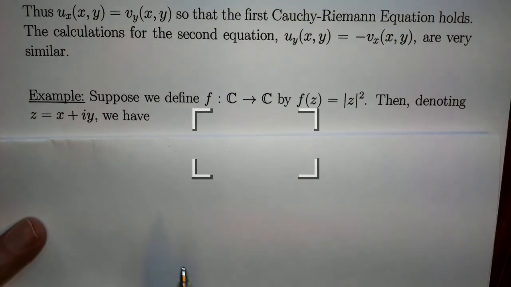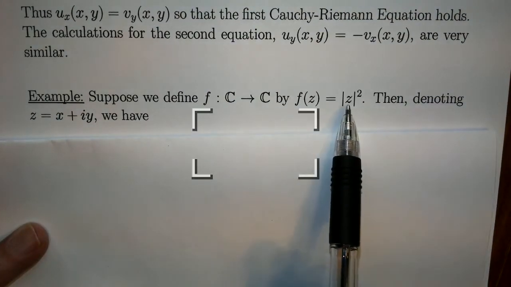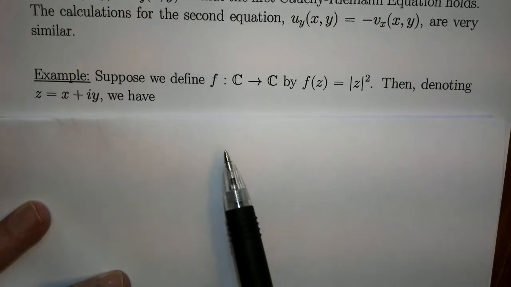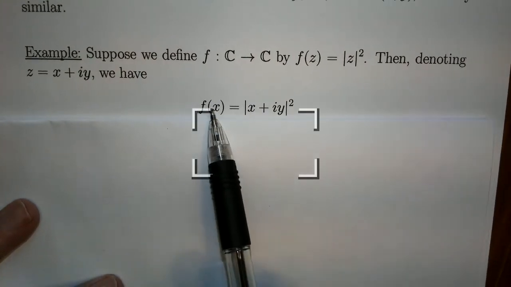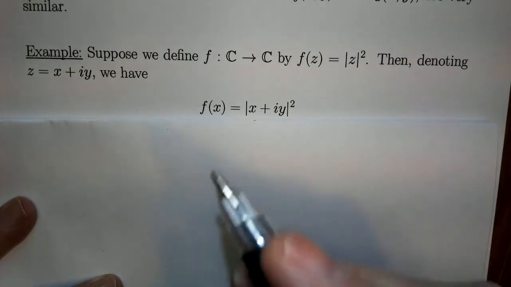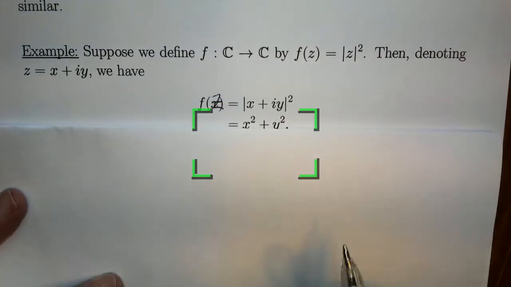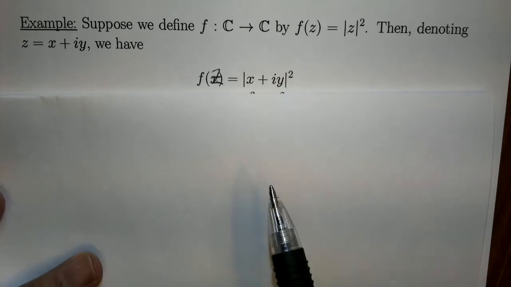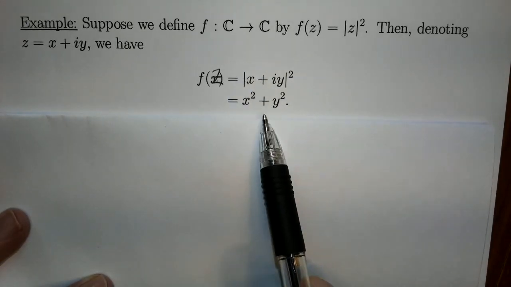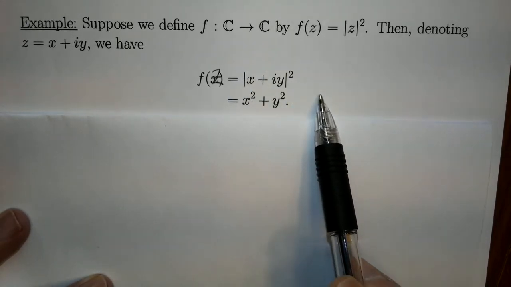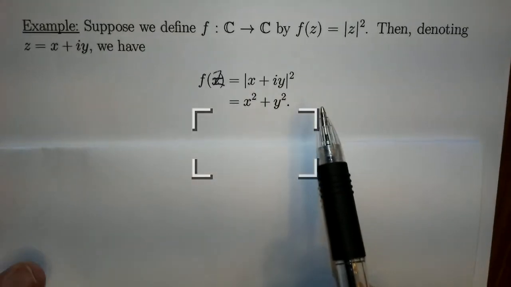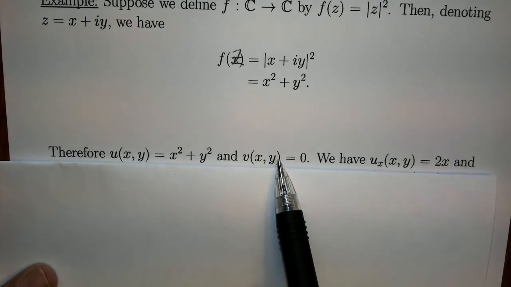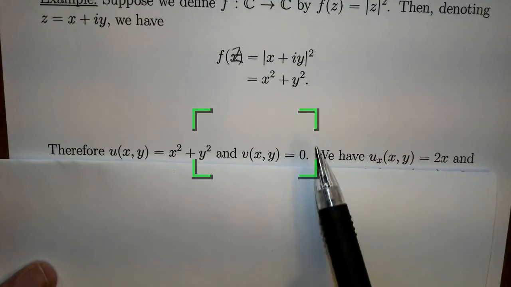Let's take a look at a different example. Suppose f of z is defined to be the norm of z squared. Now in this case, let's write z equals x plus iy. f of z would be the length of x plus iy, quantity squared. I'll let you expand this and you get x squared plus y squared. Now notice that there's nothing involving i here. So that means u is all of this, and v is just 0 because there's no imaginary part.